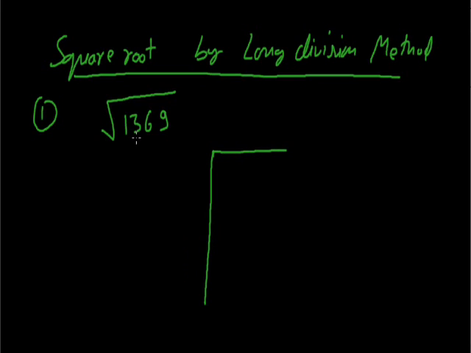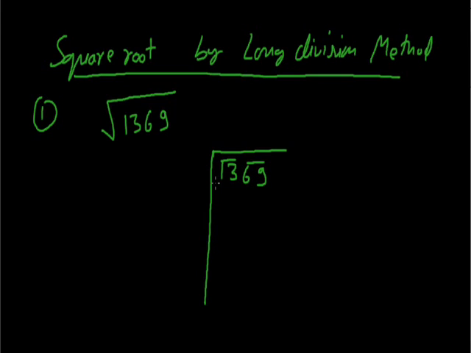First we write the number, that is 1369. Now after writing the number, we make pairs of two digits from the rightmost side, that is 69, then 13. 9 and 6 are a pair, 3 and 1 are a pair, and each pair represents a period. Now the first period is 13 and the next period is 69.